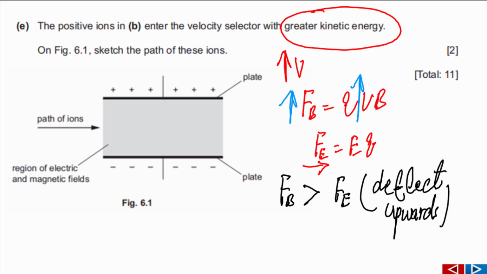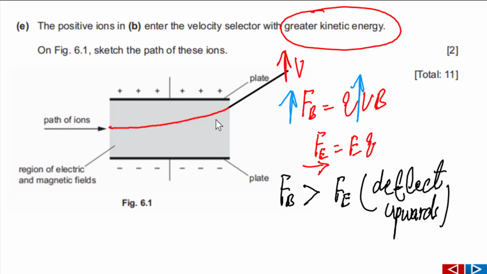So how can we sketch the graph? Here is how you can sketch the graph. Outside of the magnetic field, it has to be a straight line. So you have to be very clear about this.